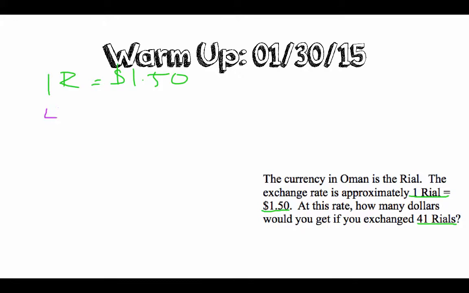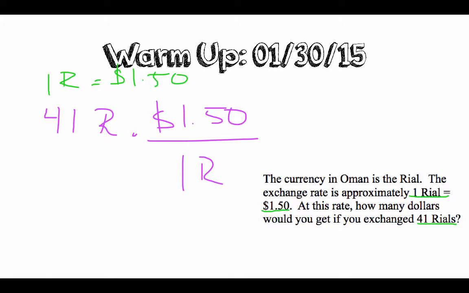So we start with 41 R and we multiply by a fraction. We want to be in US dollars, so I'm going to put that on top, and under it 1 R. I'm still only multiplying by 1. I'm not changing this at all. Now the R's are going to cross out.